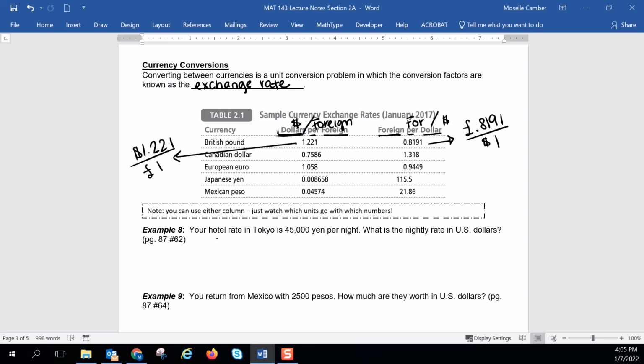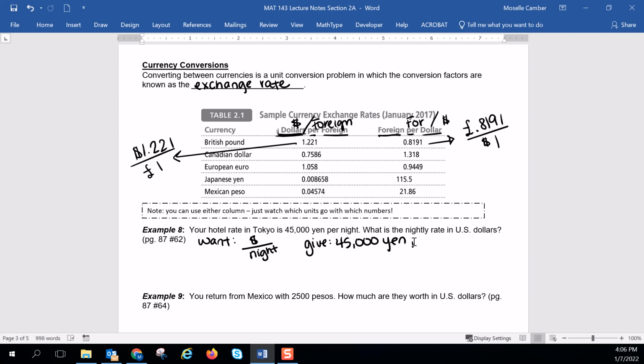So example 8, your hotel rate in Tokyo is 45,000 yen per night. What is the nightly rate in US dollars? Okay, nightly. That is another way, again, of kind of hiding that per. Nightly is the same thing as per night or each night. So that is going to be a per night, which means we're going to have something in the numerator, right? They want it in US dollars. They want $1 per night for the nightly rate. What they give you is 45,000 yen.